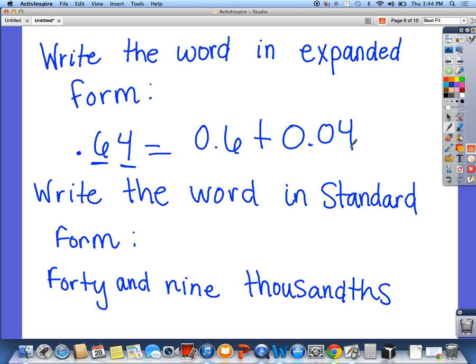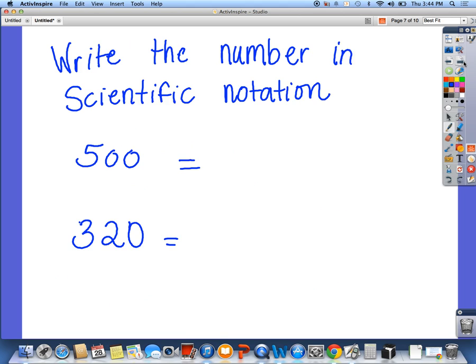40 and 9 thousandths. So for this one, I'm writing 40, and the word and tells me it's a decimal place. And 9 thousandths. So I've got to add my zeros, and I go all the way down to the tenths, hundredths, thousandths place, and I add that 9. So just practicing here together.